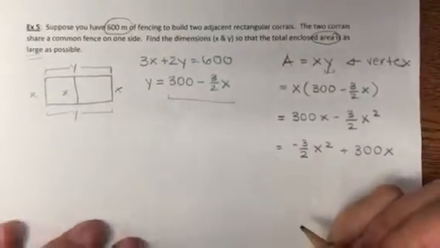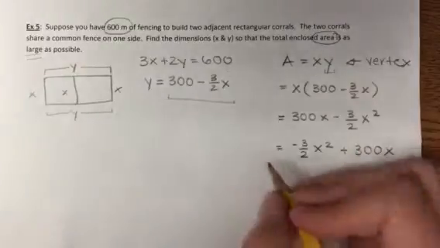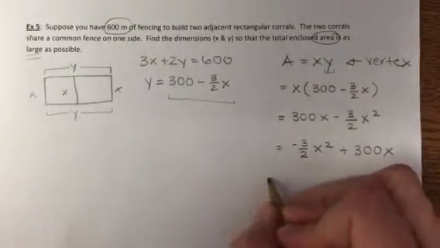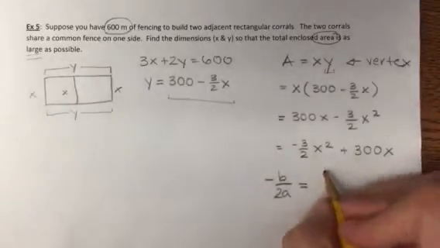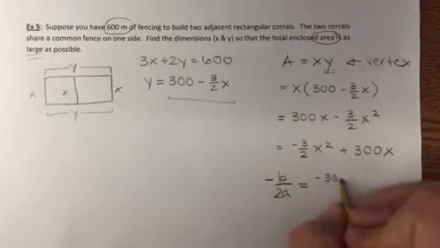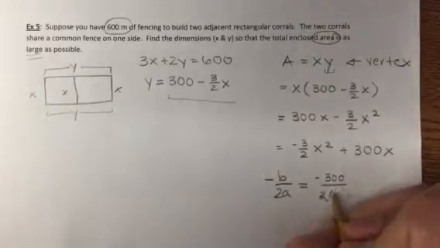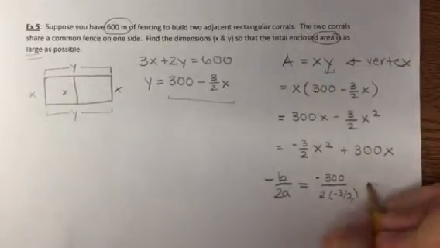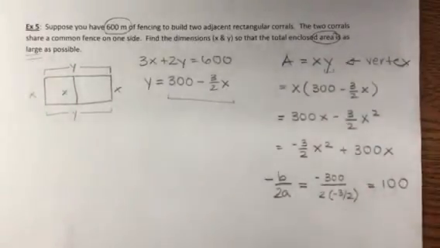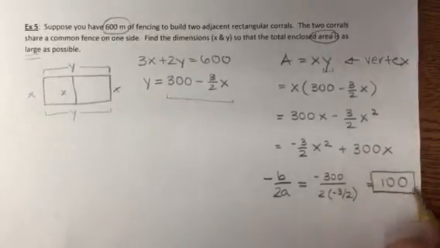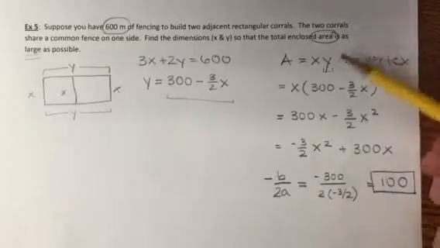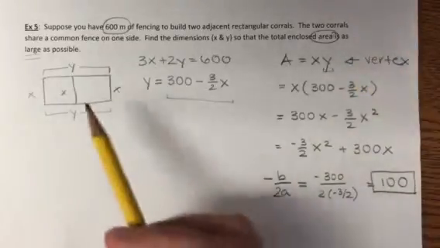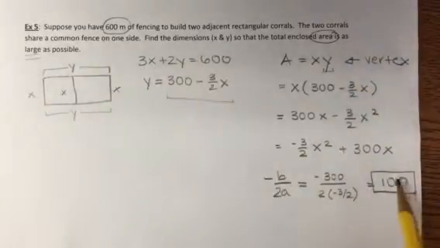Also, when you're finding the vertex of this, only find what the x part is equal to. So that means that negative b over 2a is going to be negative 300 over 2 times negative 3 halves, which ends up being 100. So this is saying the max value for x is 100, but it's not asking me to find anything about the area. It's wanting me to find the dimensions. So I have to find x and y.